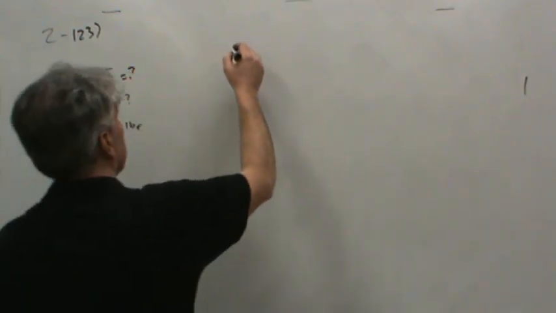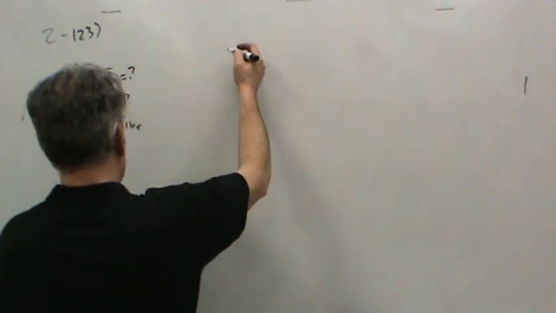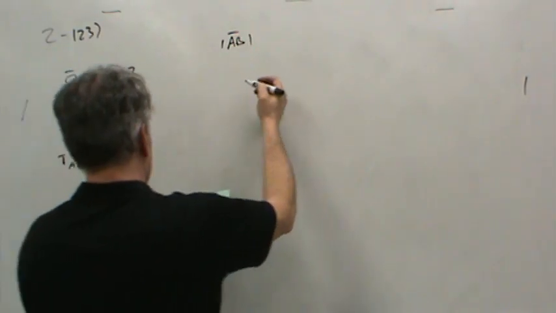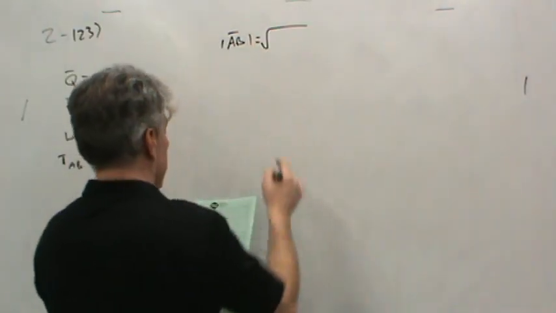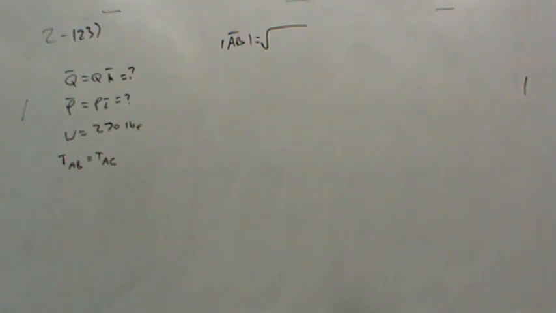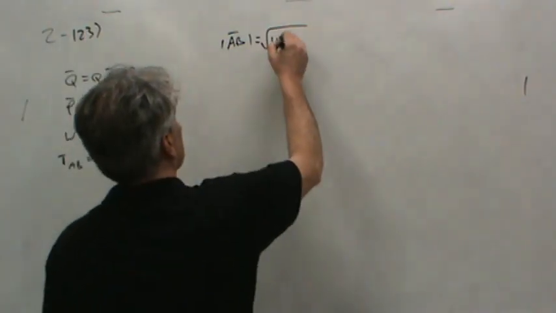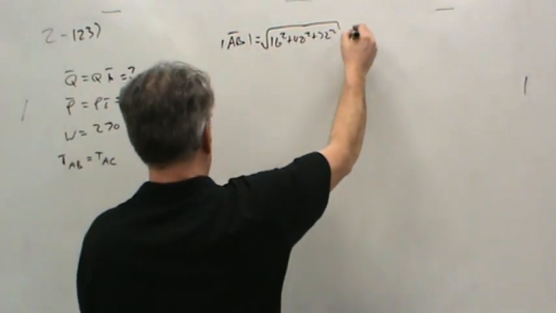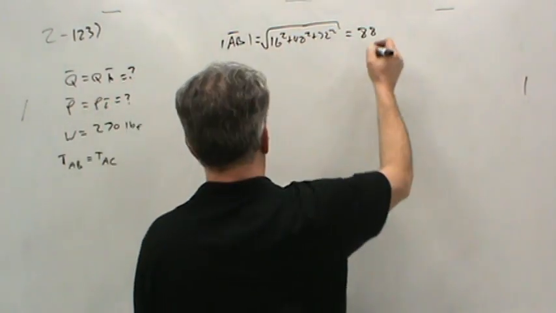Now what I did is I said, I'd like to know the distance between A and B. So that's pretty easy. Just take the lengths from A to B along the coordinate directions, square root of the sum of the squares, and you've got it. So we've got 16, looks like 48 and 72. So 16 squared, 48 squared, and 72 squared. Of course, this is a made-up problem, so that comes out nicely to 88.